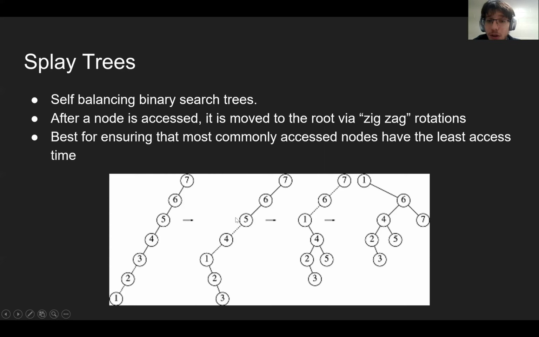It ensures that the most commonly accessed nodes have the least access time, because the most recent access is going to be at the top of the tree, and near the top of the tree is anything you've recently accessed. And if you keep accessing things, then they're going to be near the top, and so they're going to take less time to access, which is really nice.